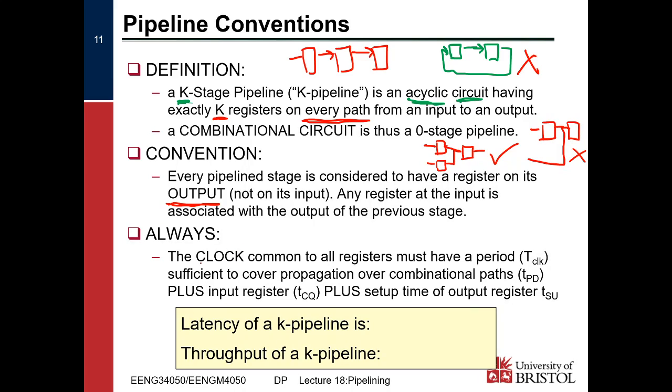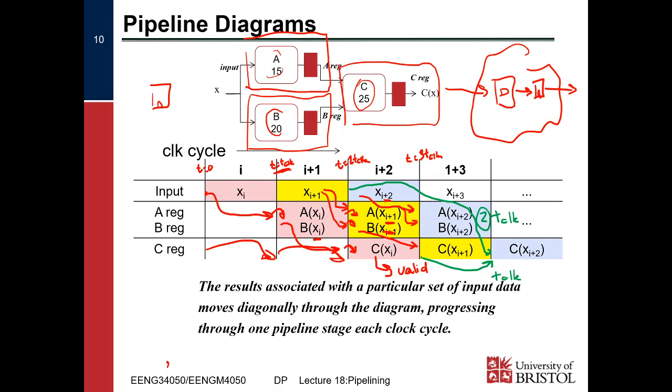We must make sure that the clock signal is common to all registers, right? And it has a period, T clock, sufficient to cover the propagation delay over any combinational path, plus the input register's delay, plus the setup time. So in other words, whatever the longest delay is from the clock of one register to the clock of another register, that is the clock frequency. Bearing in mind that that includes the TCQ and the TSU, the propagation delay of a register and the setup time of the register, must be included in this, right? Because it's from clock to clock.